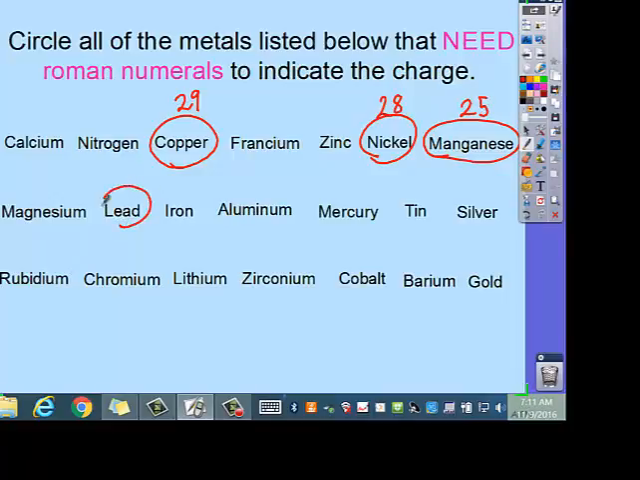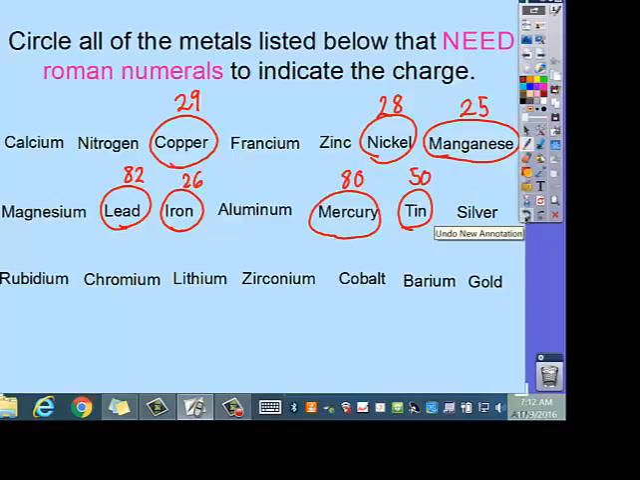Now we have lead. Lead is an exception. That's number 82. That is also going to need Roman numerals. Okay, it's not quite a transition metal, but it still needs them. Iron, yes, number 26. Aluminum, no. Mercury, yes. And that is number 80. Tin, again, that one also needs Roman numerals because it could be a bunch of things: +2, +4, +3. This one is number 50. Silver, yes. Oh, I'm sorry, no. Silver is a +1 always. Do not circle silver.